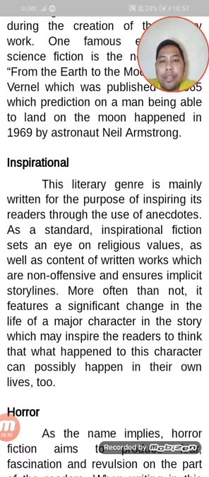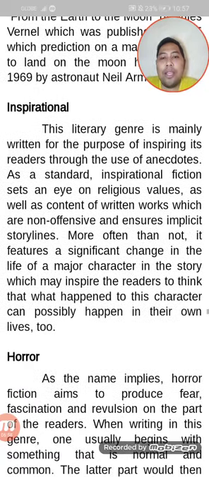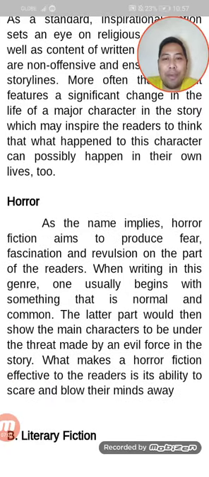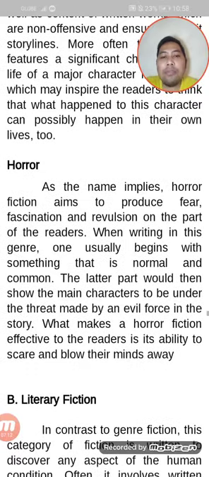Inspirational. This literary genre is mainly written for the purpose of inspiring its readers through the use of anecdotes. Okay? To inspire readers. Horror. Filipinos also love horror. As the name implies, horror fiction aims to produce fear, fascination, and revulsion on the part of the readers.